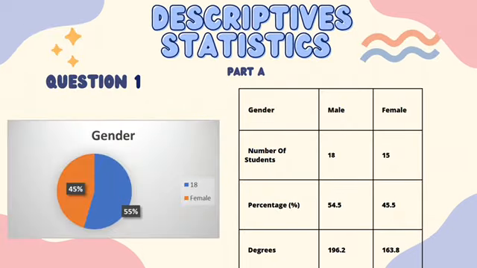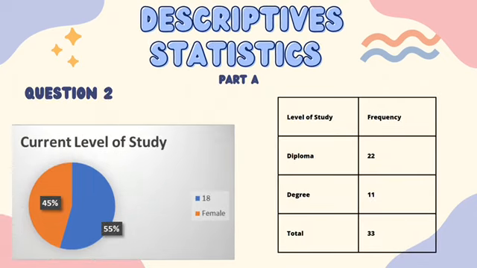For question 1 part A, we can see there are 2 genders, which are male and female, and the number of students is 18 for male and the other 15 is female. The percentage of the questionnaire is 54.5% for male and the rest is 45.5% for female. The degree in the pie chart for male is 196.2 degrees and for female 163.8 degrees.